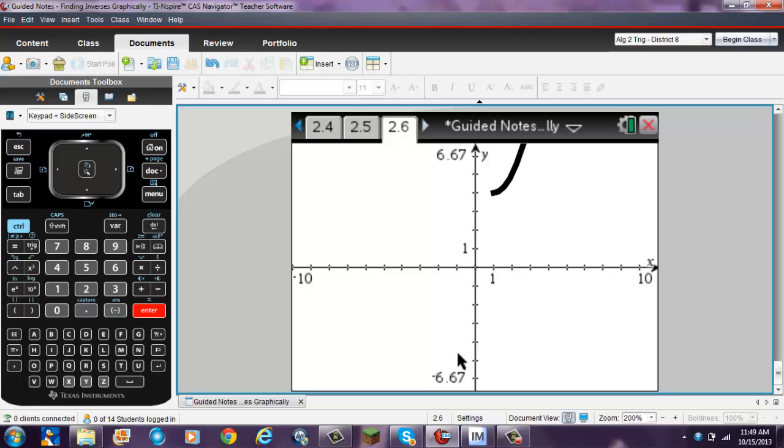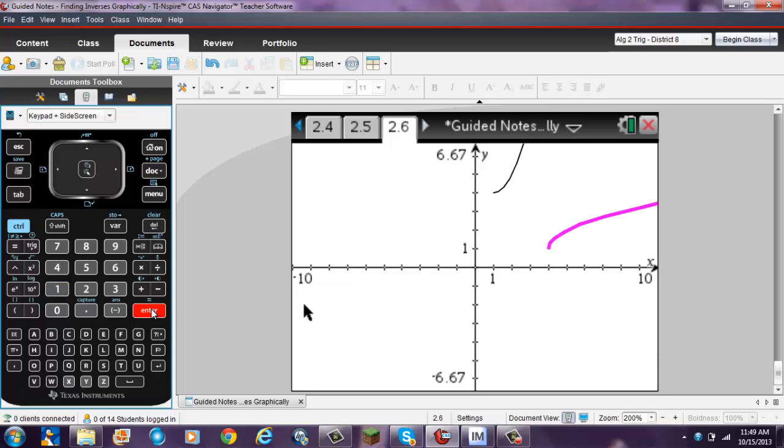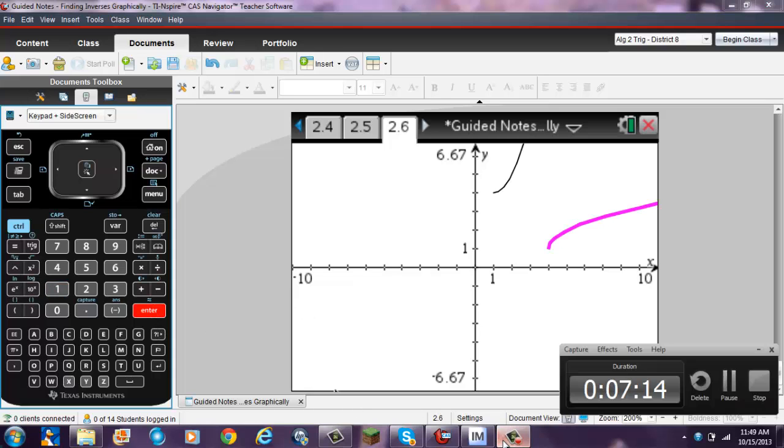And there you go. Now I only have the right side of my parabola that passes the horizontal line test. When I Control-G and type in the inverse of that one-to-one function, the square root of x minus 4 plus 1, my graph will look much better, and certainly be the reflection over y equals x.